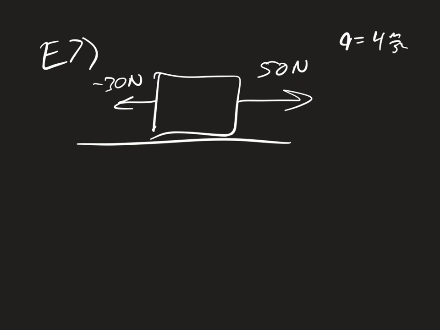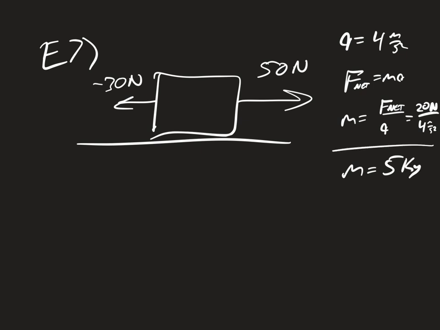The question is, what is the mass of the box? For that to be true, what is the mass of the box? F net equals ma. So m is going to equal F net divided by a. The net force is the sum of the forces. We have 50 plus negative 30, which gives us 20 newtons of net force, divided by the acceleration, which is 4 meters per second squared, leaving us with a mass of 5 kilograms.